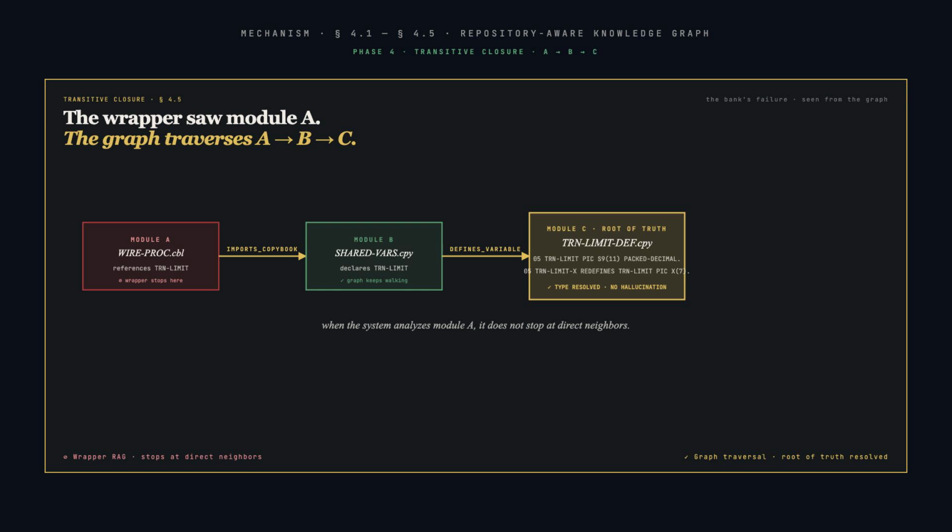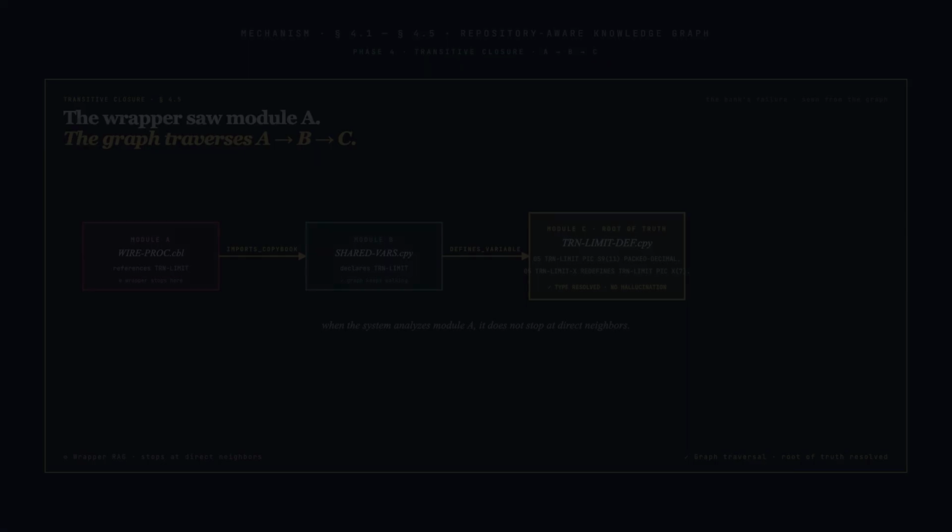Phase 4. Transitive closure. When the system analyzes module A, it does not stop at direct neighbors. It traverses module A to module B to module C to identify the root of truth for every variable. The bank's wrapper saw module A. The graph sees the entire chain.